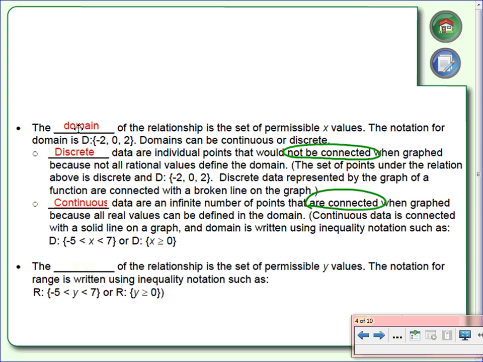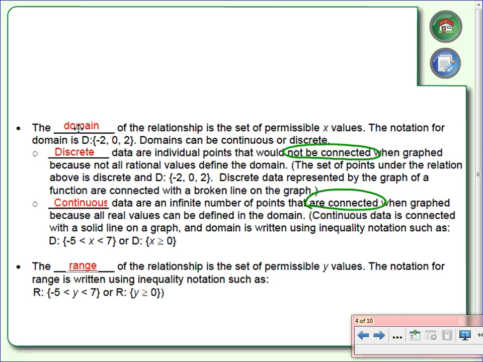All right, the next one here, the blank of a relation is a set of permissible y values. Now, domain are the x values. So what do we call the y value? Range. The range. There it is. We call the range the y values. And that one I do have on my word wall. So if you ever forget, it's over there in blue. Range is the y value.